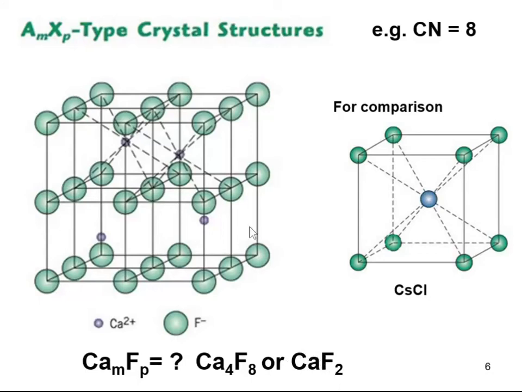CaF2. So if I did the ratio of these, I would end up with a coordination of 8, but then given that I've got a 1-to-2 ratio, that would tell me that this cannot be my structure, but yet this one is. It satisfies the coordination of 8, but we also have 1-to-2 between the cation and anion.